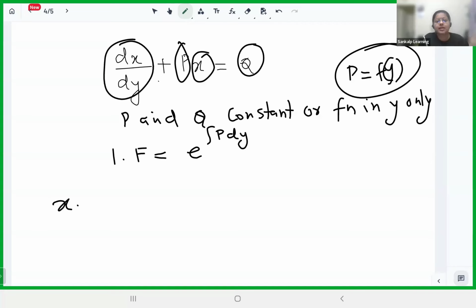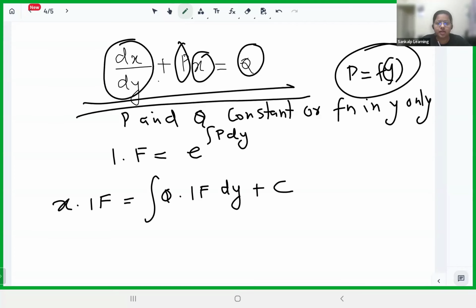The previous one was y into integrating factor equal to the integral of Q into integrating factor dx. Here it is x into integrating factor equal to the integral of Q into integrating factor dy, because Q and the integrating factor are functions of y, so we integrate with respect to y, plus c. This is how you solve this type of first order linear differential equation.